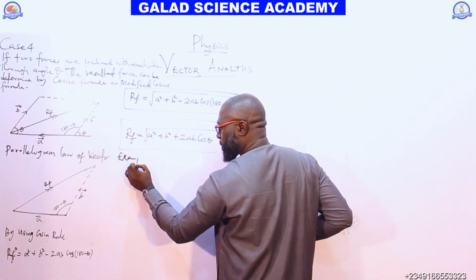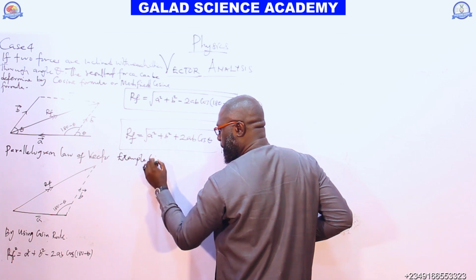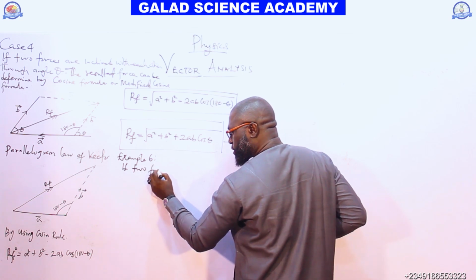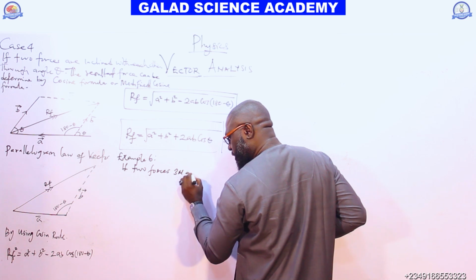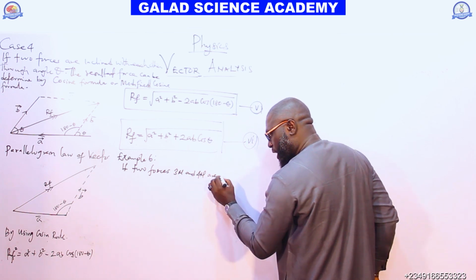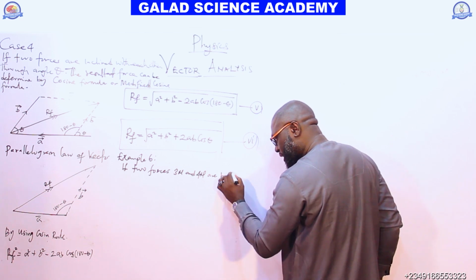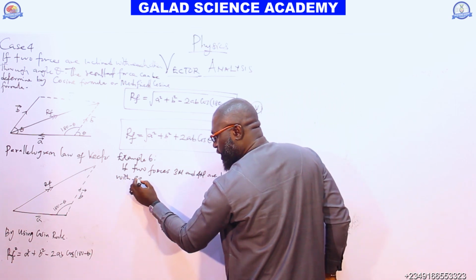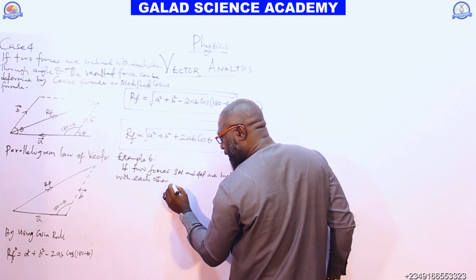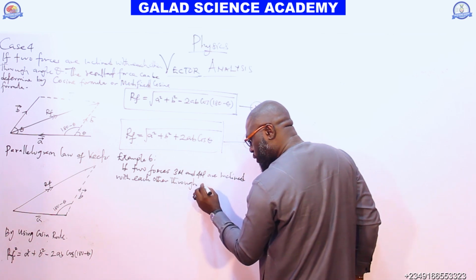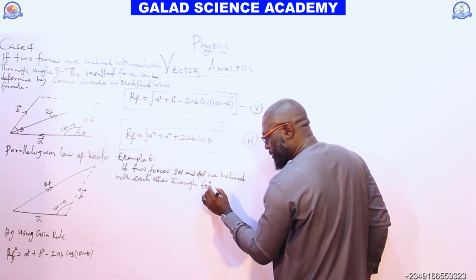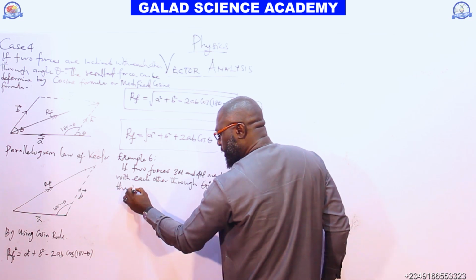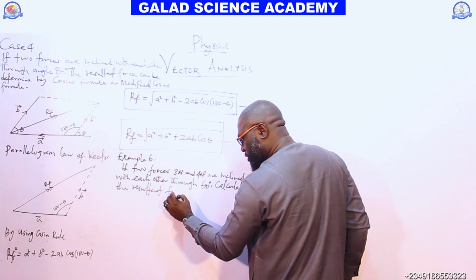Example 6. If two forces, 3 Newton and 4 Newton, are inclined with each other through 60 degrees, then calculate the resultant force.